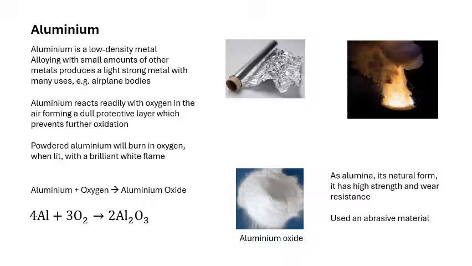Powdered aluminium will burn in oxygen and you get a brilliant white flame. There's the equation there. Aluminium oxide is a white powder. In its natural form as alumina, it has a very high strength and wear resistance. It's used as an abrasive material on things like sandpaper. Yes, high strength and wear resistance.